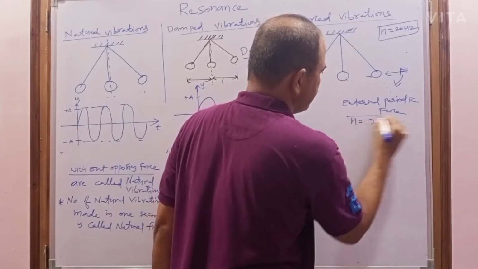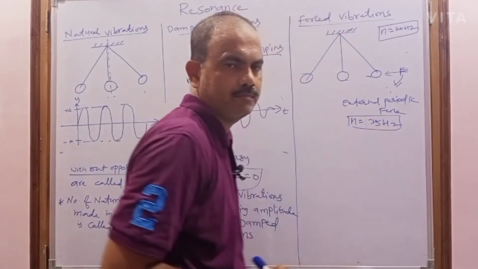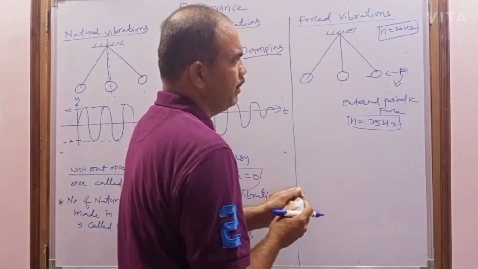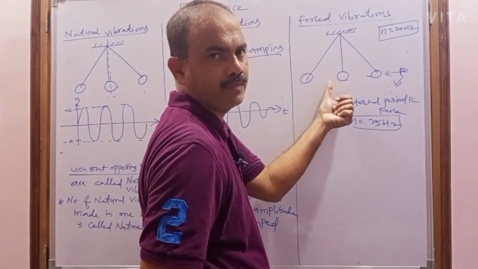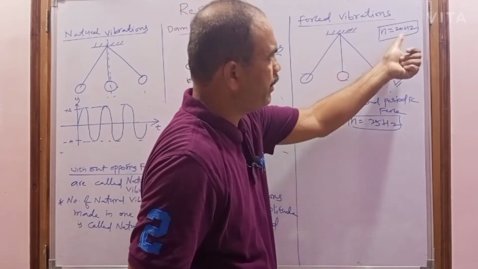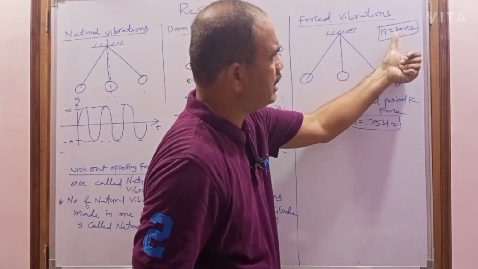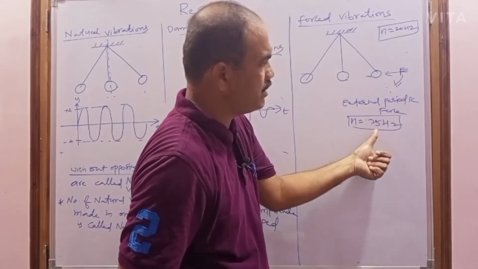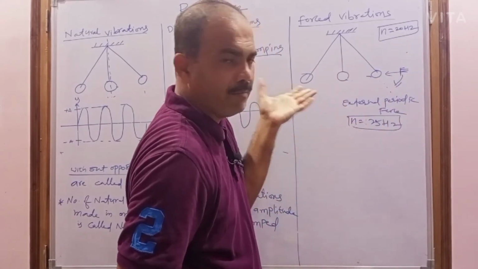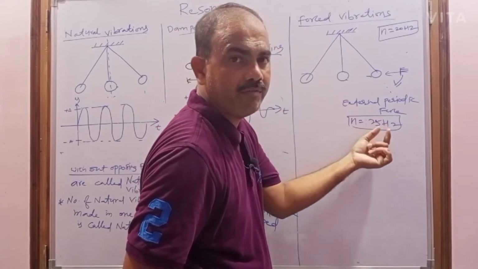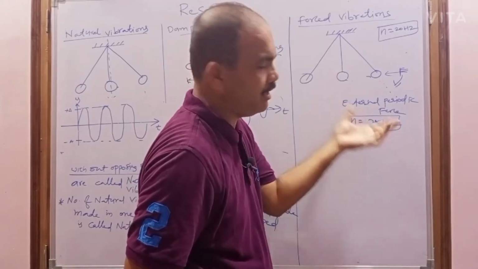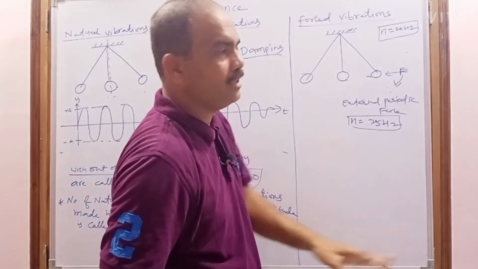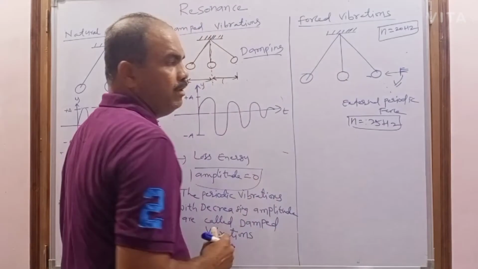Now consider the external periodic force frequency to be, for example, 25 Hz. When it is vibrating, it does not vibrate with its natural frequency. What is the natural frequency of this pendulum? 20 Hz. But it vibrates with how much? 25 Hz, and for 1 second how many oscillations will it make? 25 oscillations. For every 1 second it makes 25 oscillations. But it does not vibrate with 20 Hz. That's why these vibrations are called forced vibrations.